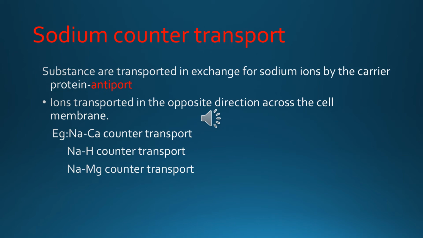In sodium counter transport, the substances are transported in exchange for sodium ions by the carrier protein, which is an antiport. Here the ions are transported in the opposite direction. The examples are sodium calcium counter transport, which is present in almost all the cells. Then sodium hydrogen counter transport, where the hydrogen ions are exchanged for the sodium ions, seen in renal tubular cells. Then sodium magnesium counter transport, sodium potassium counter transport, calcium potassium counter transport. Likewise, many examples are there.